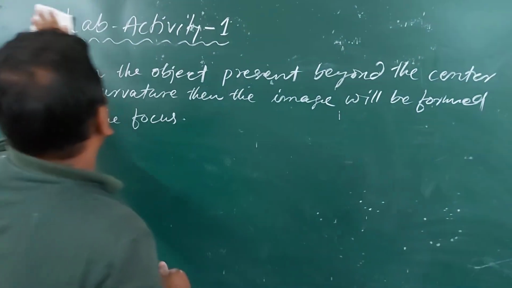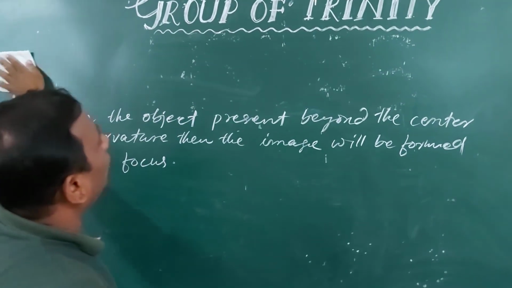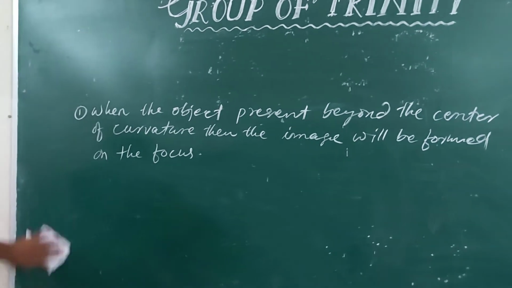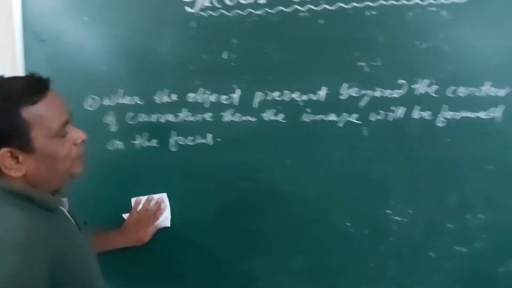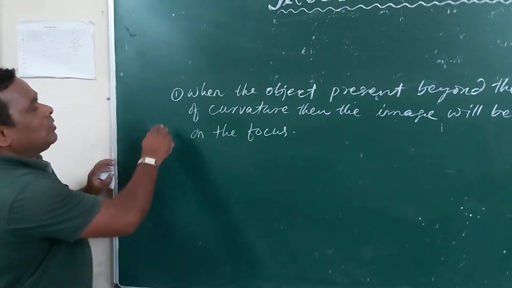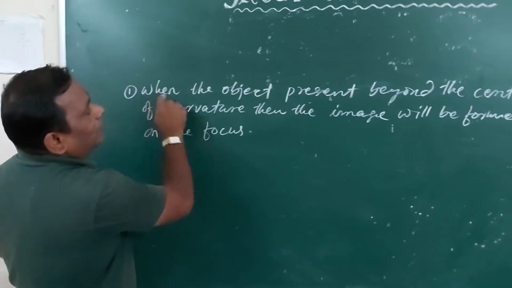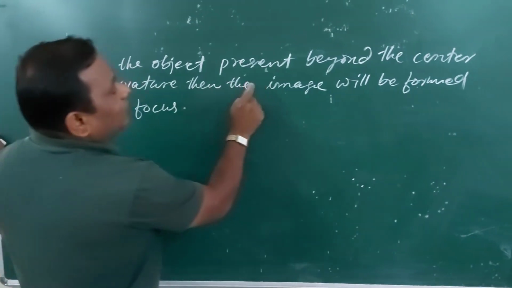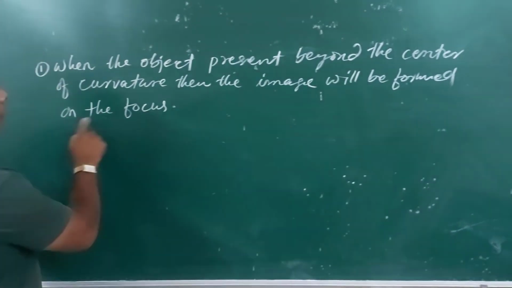I am just erasing the lab activity because the lab activity is already over. I taught you, and if you listen to me again and again, it will stay in your mind, no problem. So point 1 is: when the object is present beyond the center of curvature, then the image will be formed on the focus.